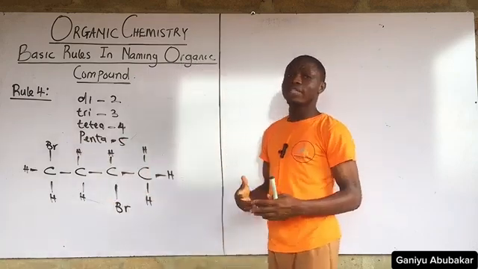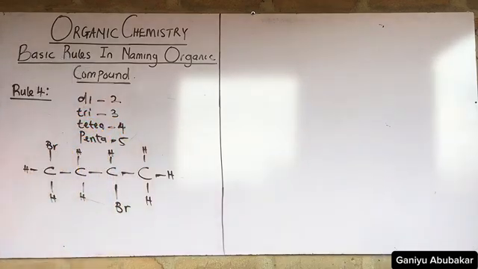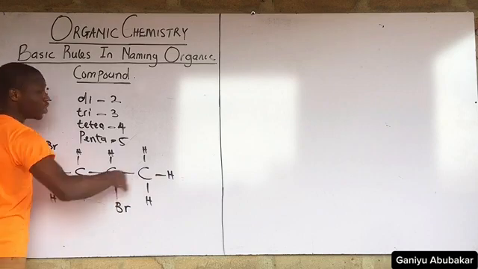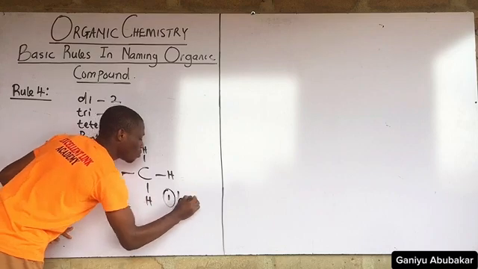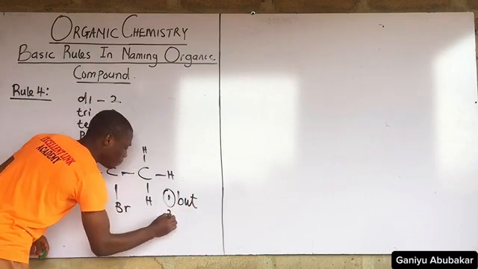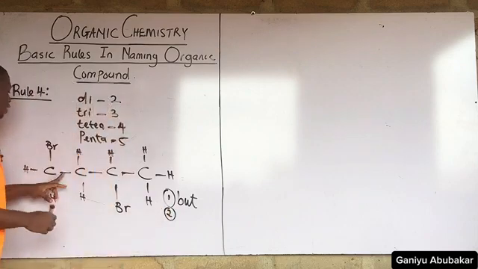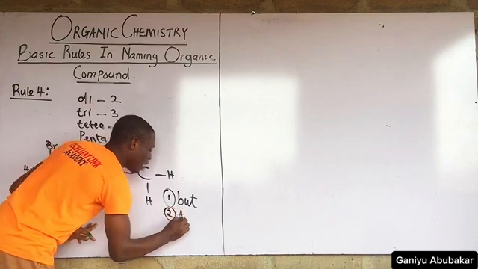Let's name this compound here. Rule 1 says select the longest continuous carbon chain. My longest continuous carbon chain here becomes 1, 2, 3, 4. 4 is the longest, so 4 is the root. Rule 2 says identify the functional group. I am seeing a single bond, single bond, single bond. For a single bond, that's an alkane.